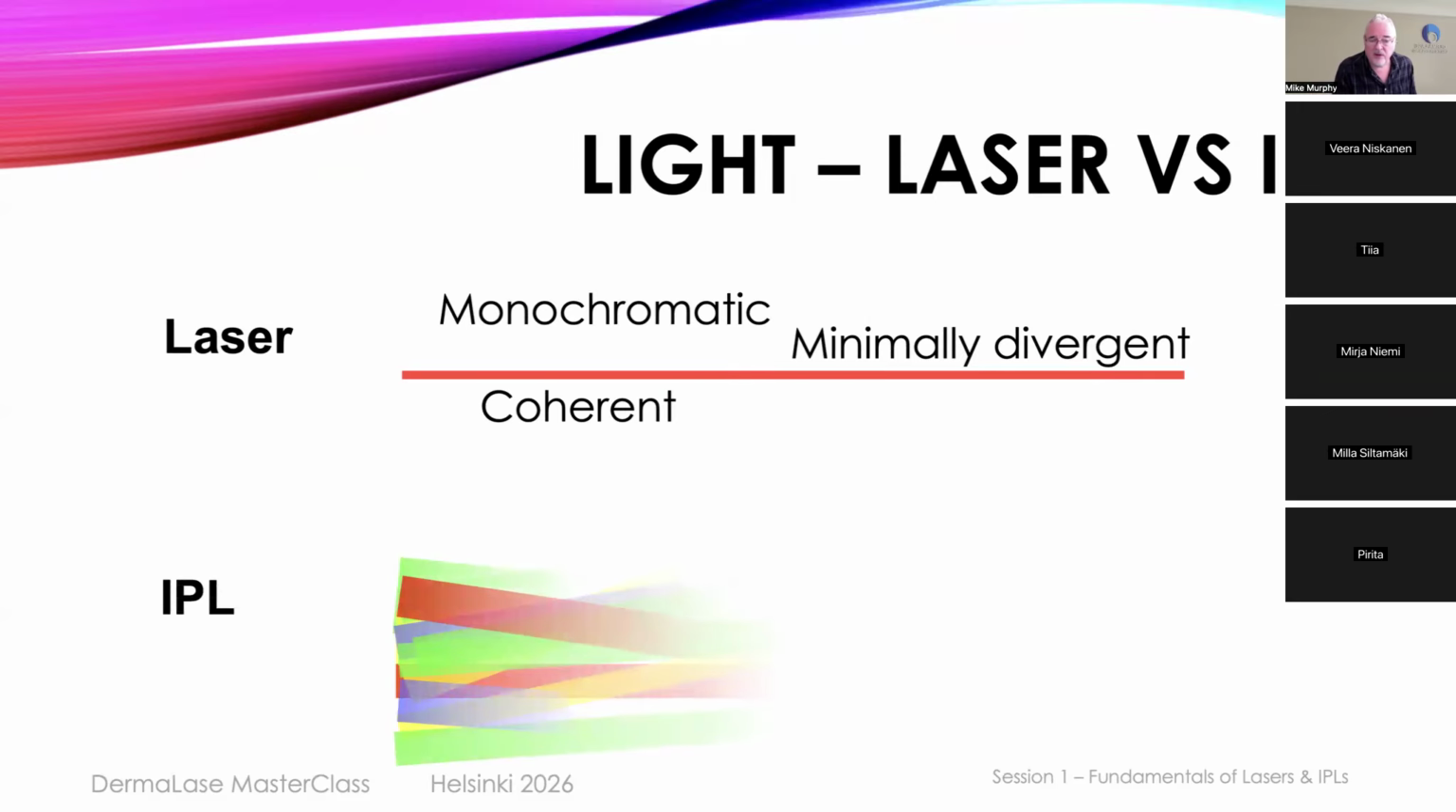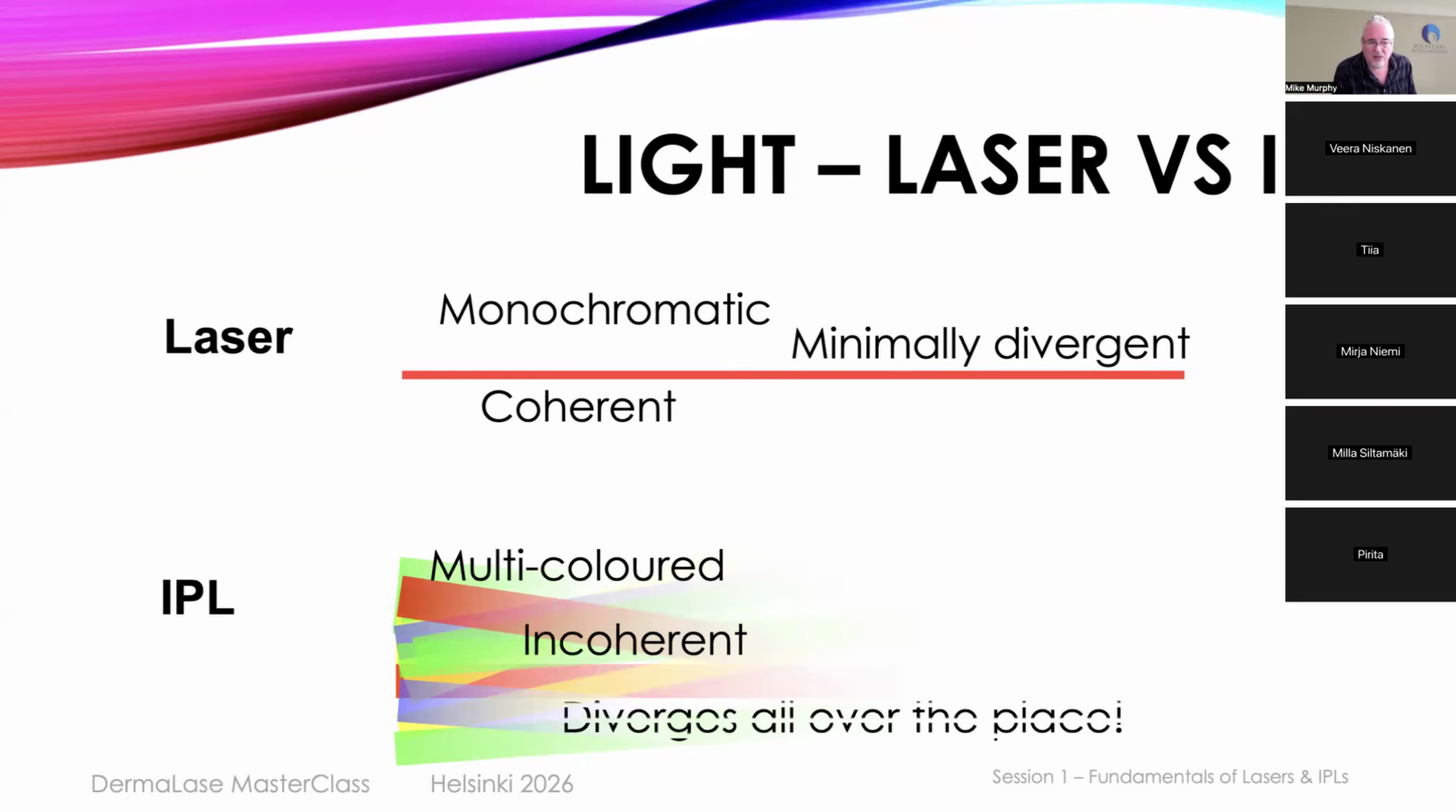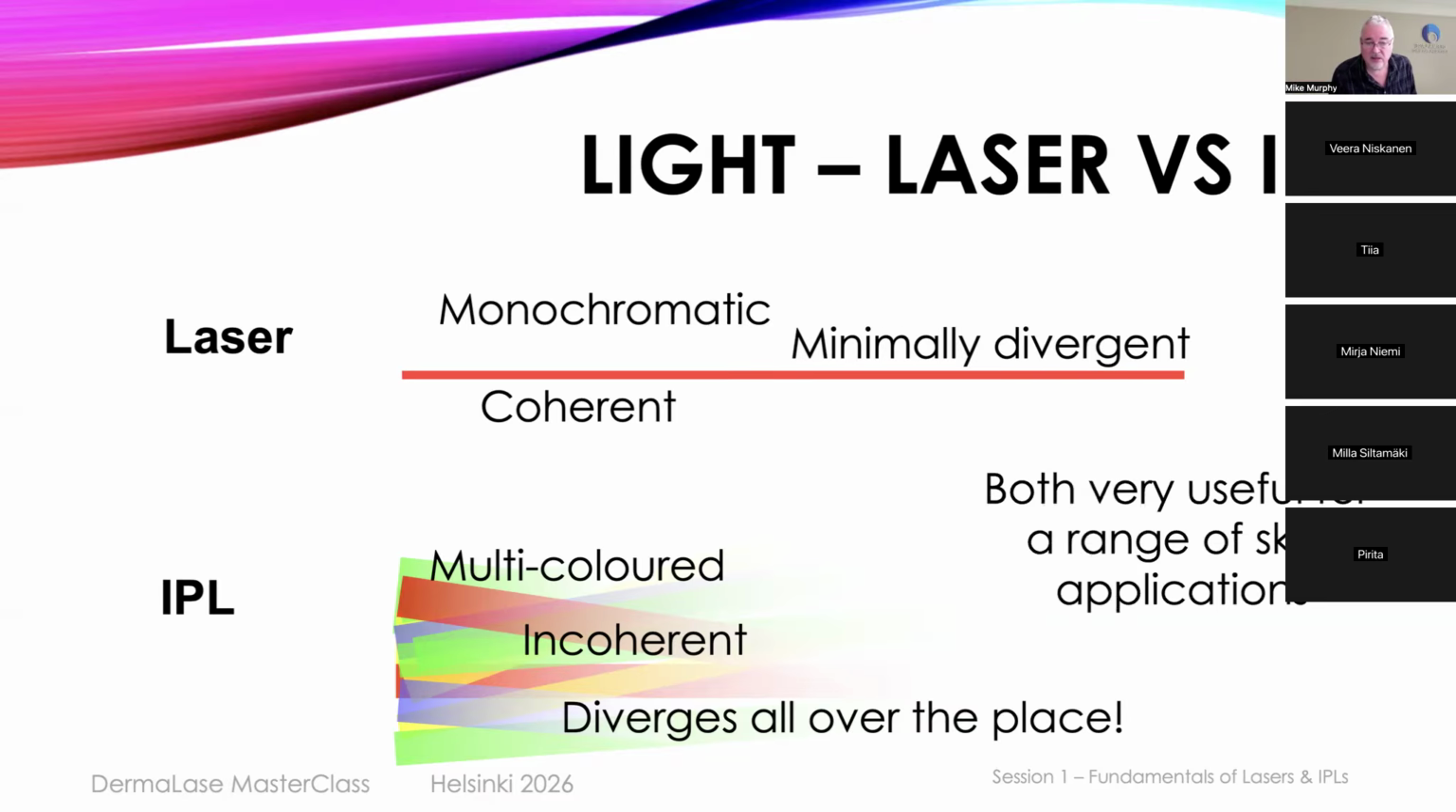Whereas an IPL is more like this. You have lots of different colored lights, different wavelengths. It's completely incoherent, and it diverges all over the place. So it spreads out everywhere. So you might think that IPL's a waste of time, but it's not, because even with all this multicolored, incoherent, divergent stuff, we can still generate a lot of energy in an IPL beam, and it still is very useful in the skin. So you can't write them off.